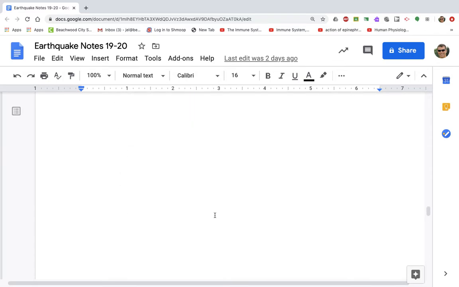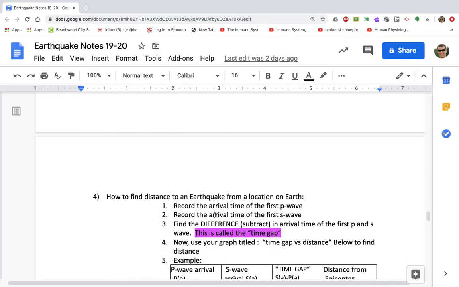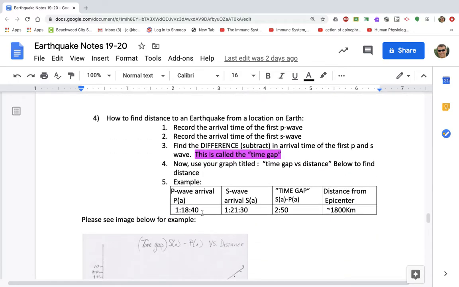Okay, now here's what you're going to be doing in your homework, and I put a link to these notes in your homework. Okay, the first thing you're going to do is how to find the distance to an earthquake from a location on Earth. That is how far to the epicenter.